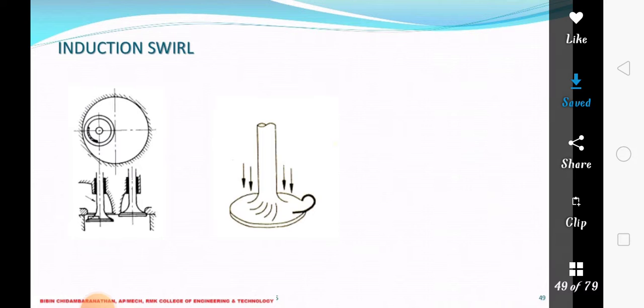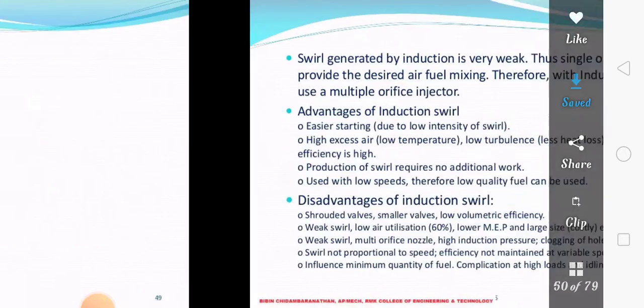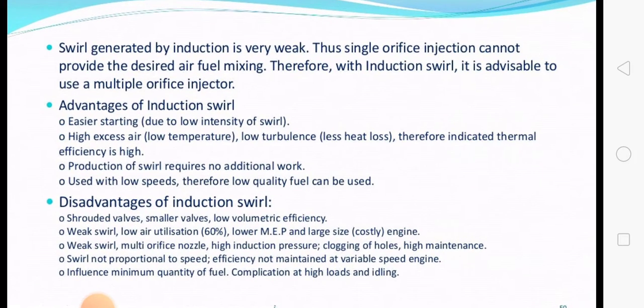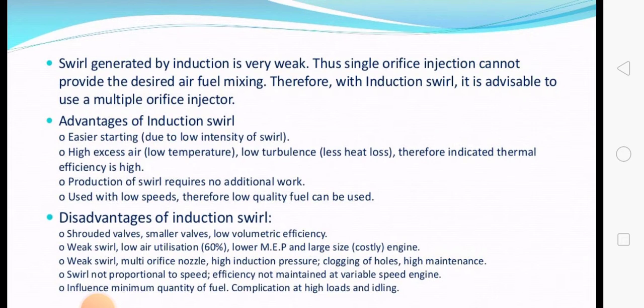In the first picture, we can say induction swirl is obtained by masking the inlet wall, and in the second one a shroud is used. It is generally augmented by secondary wall movement. This swirl generated by induction is very weak. Thus, single orifice injection cannot provide the desired air-fuel mixture. Therefore, with induction swirl, it is advisable to use a multiple orifice injector.